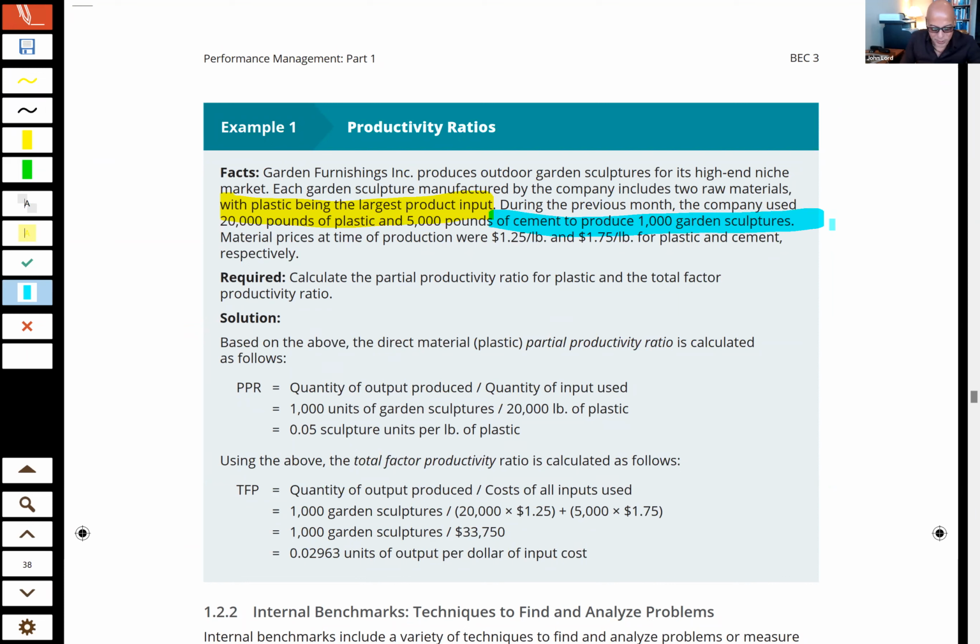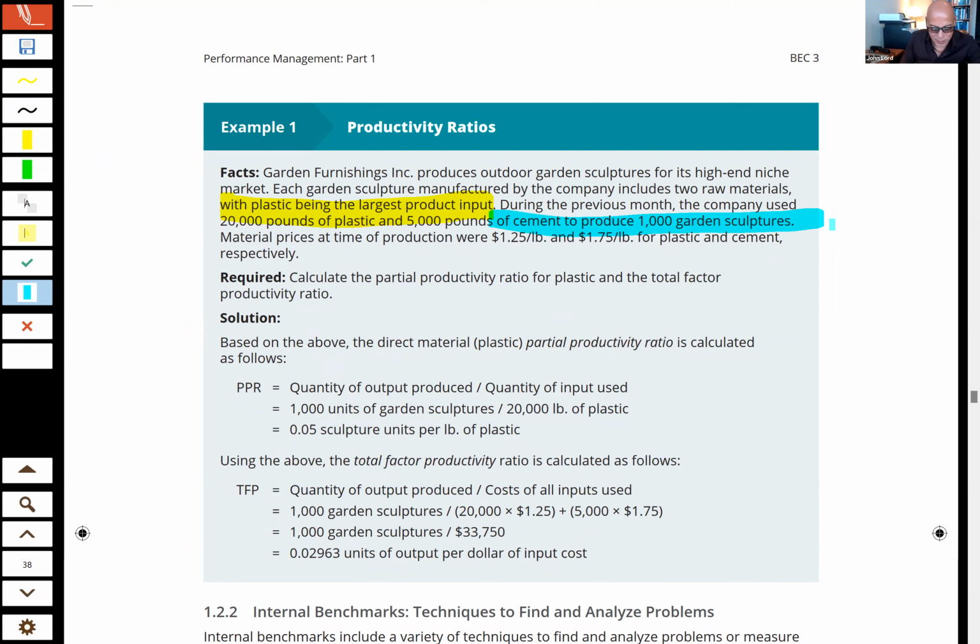If we're using partial, okay, we're just going to do what? We're going to say, well, we're using 20,000 pounds of plastic right there. So we're just going to use the plastic. Okay, so we have 1,000 units and we're using 20,000 pounds of plastic. That means we use 0.05 amount of plastic per product. Okay, now that is what we'll use for partial.